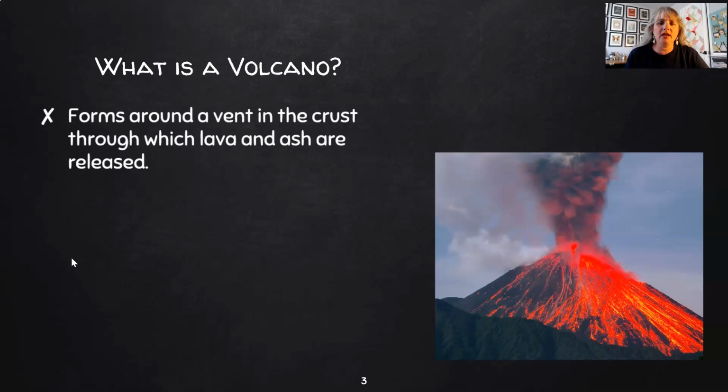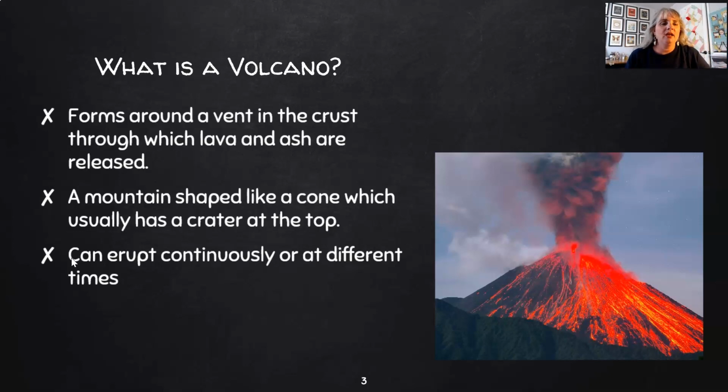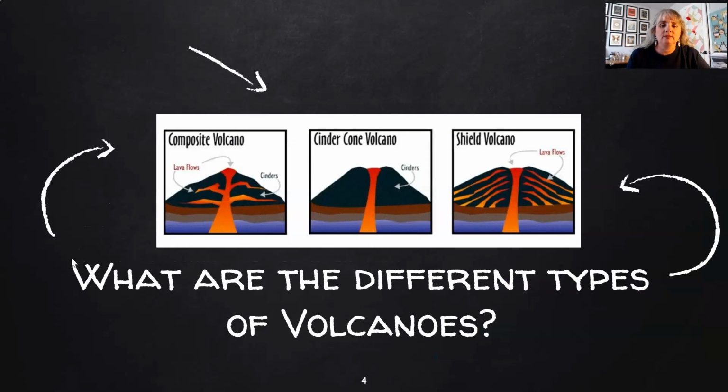All right, so a volcano forms around a vent, or a hole in the crust, where lava and ash are released. They are a mountain-type cone object, right? So they usually look like this. It usually has a crater, or a hole, on the top. And they can erupt a lot or at different times. And there are different types of volcanoes. So we're going to talk about a couple of different types of volcanoes now.